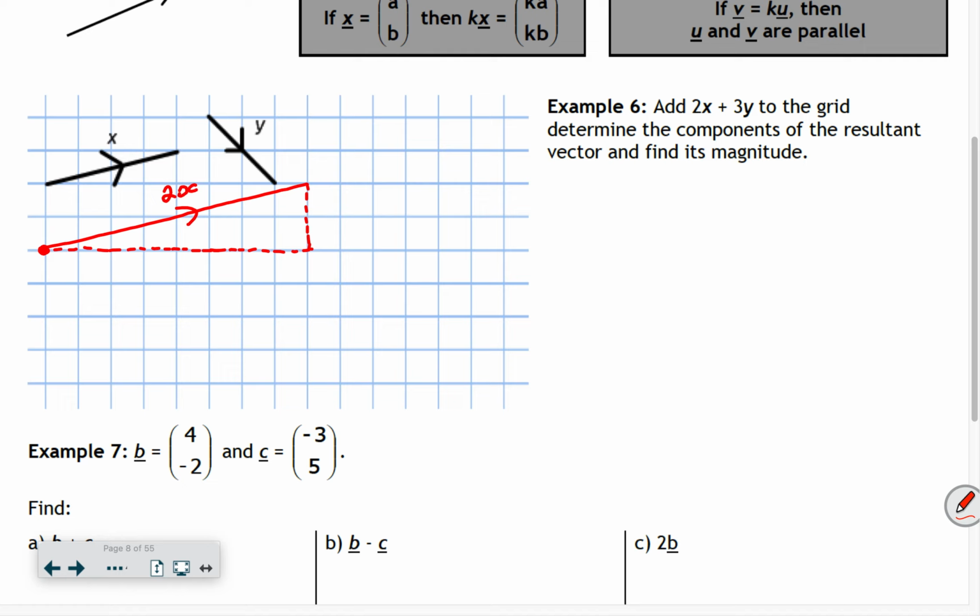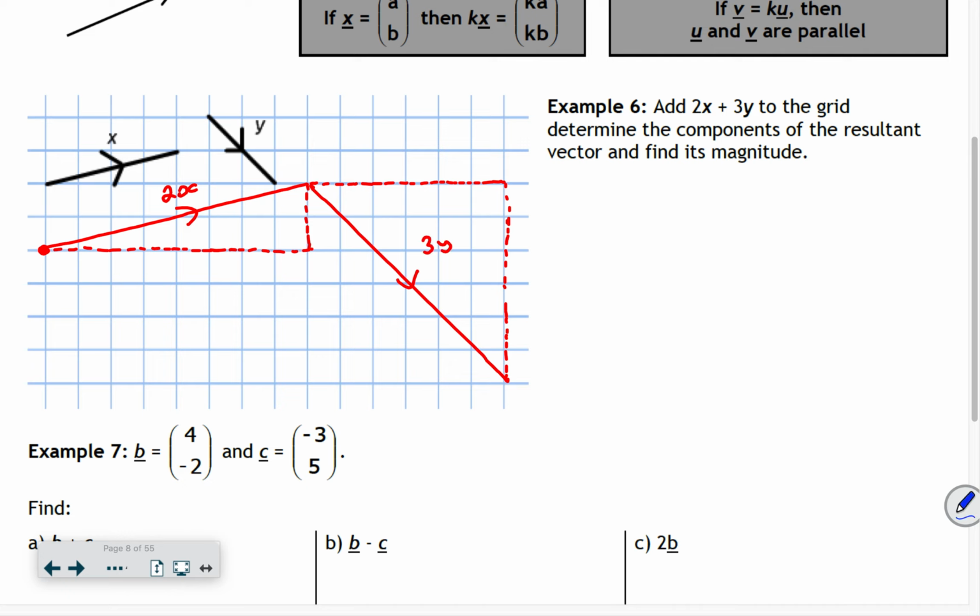To that, I'm going to add the vector 3y. So to get the vector y, I'm going 2 along and then 2 down. If I treble that, I'm going to go 6 along and 6 down. So I'm going to go 6 to the right: 1, 2, 3, 4, 5, 6. And then 6 down the way: 1, 2, 3, 4, 5, 6. And that goes from there to there. And that is the vector 3y.